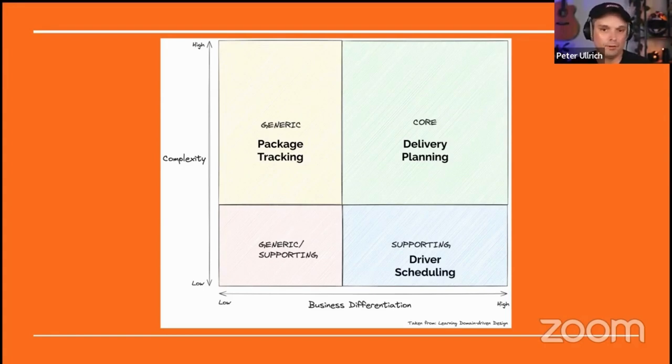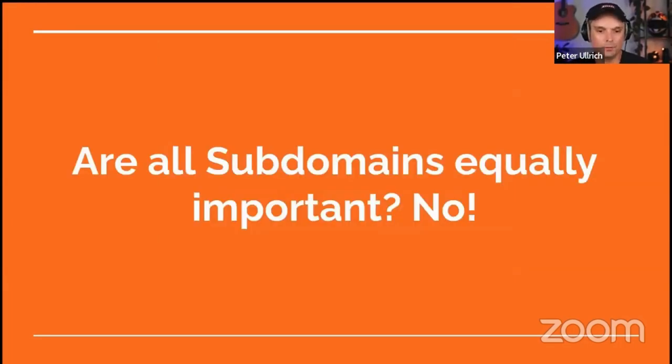Now, supporting could be something like driver scheduling. It is simple to do, maybe. Maybe not, depends on your situation. But it's not as complex as having our delivery planning algorithm. It is not complex. It doesn't really give us a business advantage. Everybody has to schedule the driver, every shipping company. And that's why it's a supporting subdomain. But it is something we might be able to buy, but it's also not too difficult to build. So we can just build it ourselves. But this is something we build ourselves, but we shouldn't have the brightest and smartest engineers working on that. It's okay if juniors do it, or somebody that just keeps the lights on. It's just supporting.